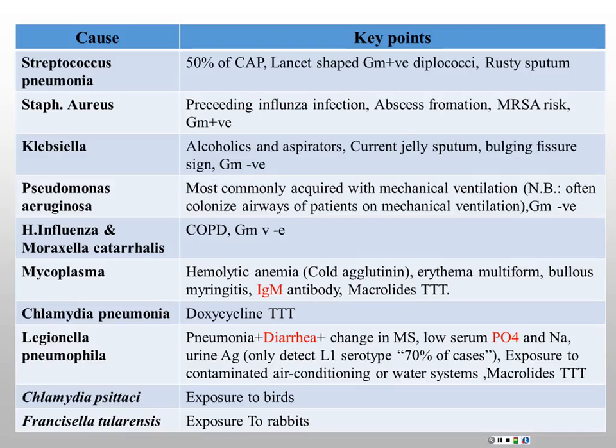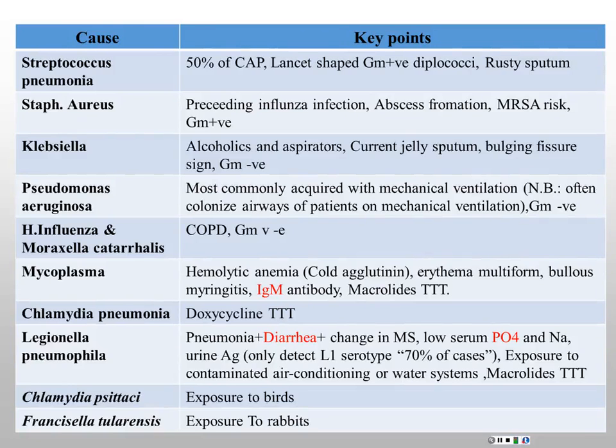They are gram-negative. Mycoplasma, you have to remember the hemolytic anemia, cold agglutinin, and erythema multiforme, and bullous myringitis on ear examination may point to Mycoplasma. IgM antibody, and you can treat with azithromycin. Chlamydia, you have to remember the treatment, doxycycline.